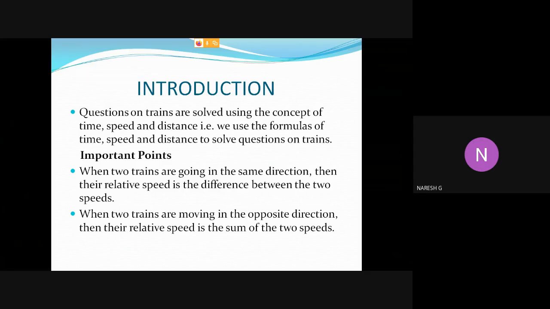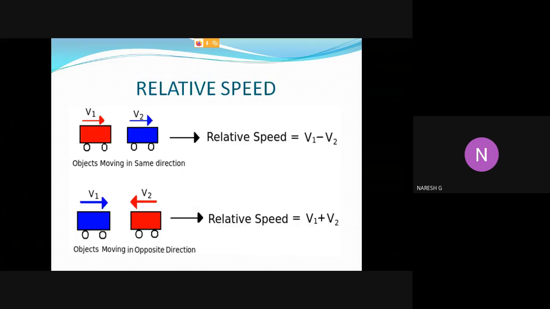Given below is a list of some important points that need to be kept in mind while solving the problems. If two trains are moving in the same direction, then the relative speed is the difference between the two speeds. And if two trains are moving in opposite directions, the relative speed is the sum of the two speeds. We already solved some problems on the relative speed concept also. Just observe this diagram to understand the concept of relative speed.